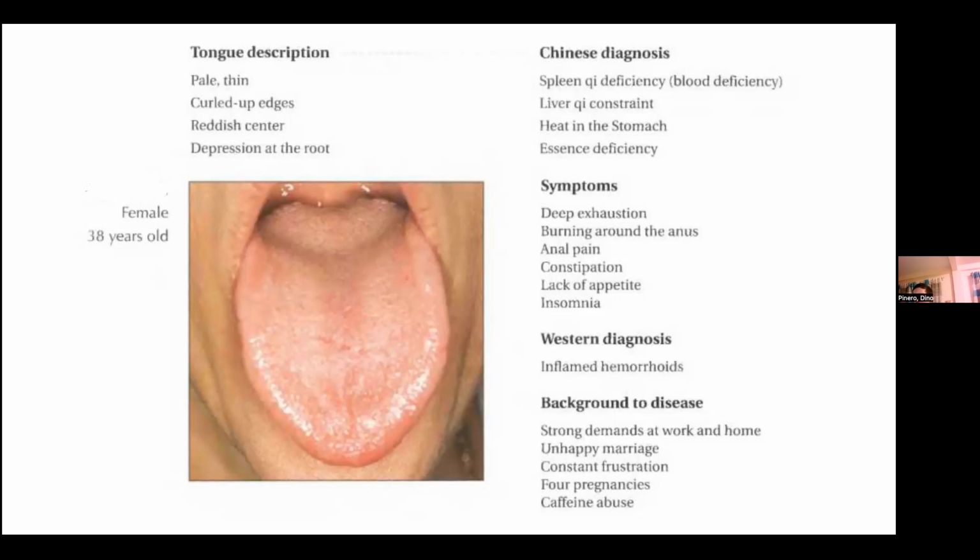Sa background to disease, there is strong demand at work and home. Unhappy marriage, there's a constant frustration, poor pregnancies, and caffeine abuse. Okay po.